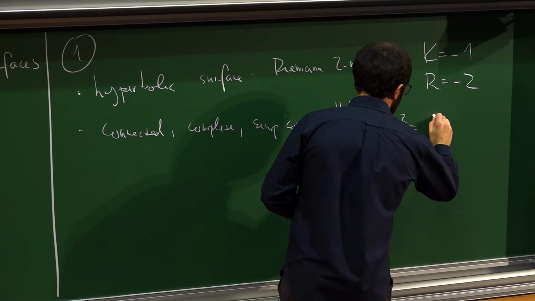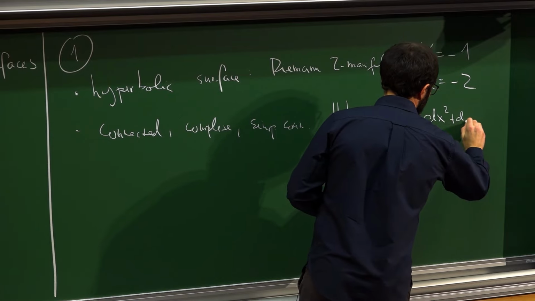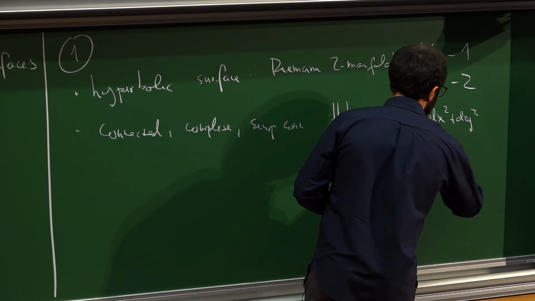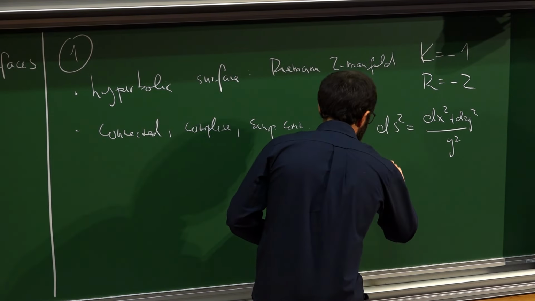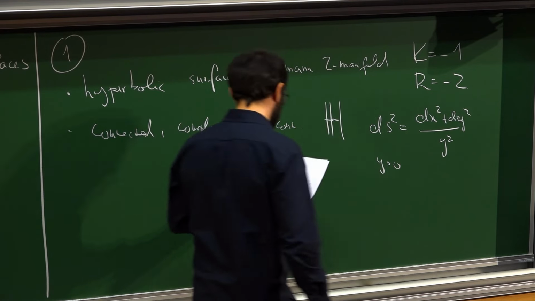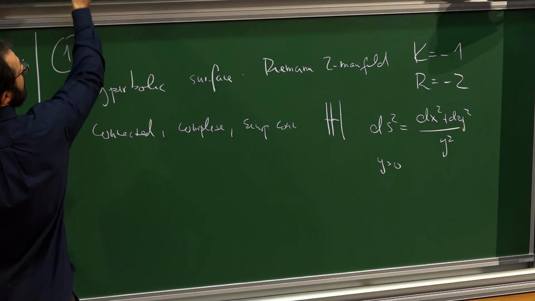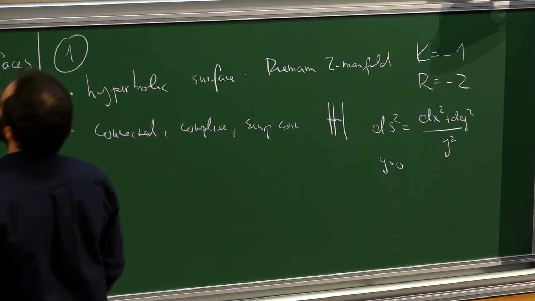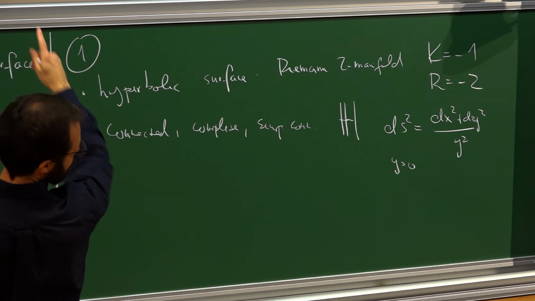And it has the following metric: ds squared is (dx squared plus dy squared) over y squared, where x is any real number and y is positive. So we are in the upper half plane.